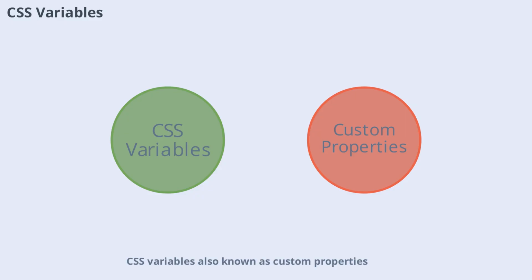CSS variables, also known as custom properties, let you store values like colors or sizes and reuse them throughout your style sheet. This makes your code more maintainable and flexible, especially for larger projects where consistency is key.